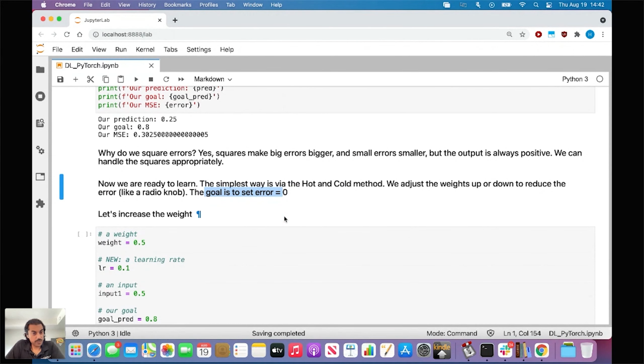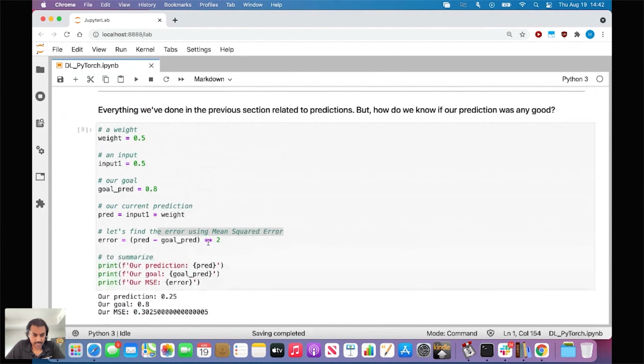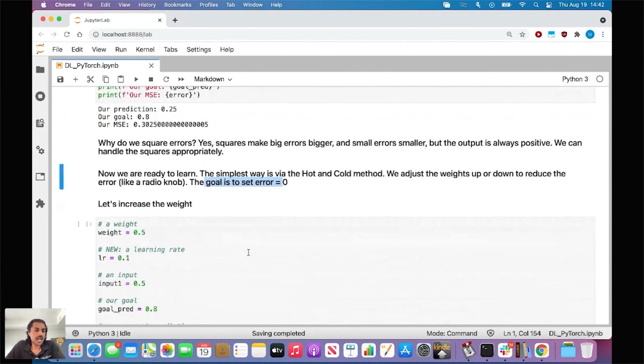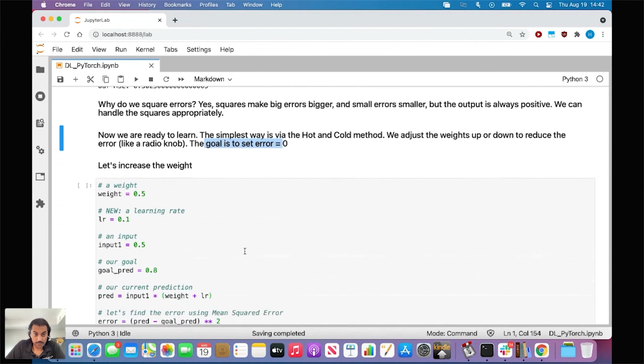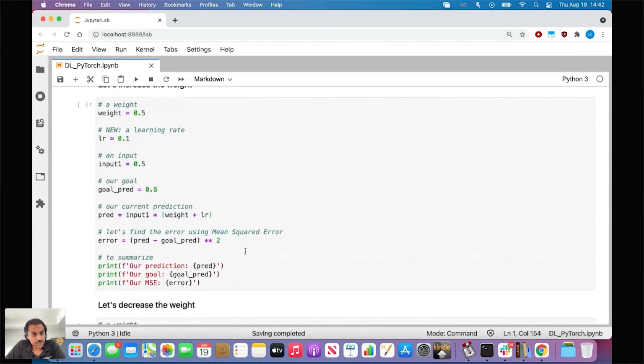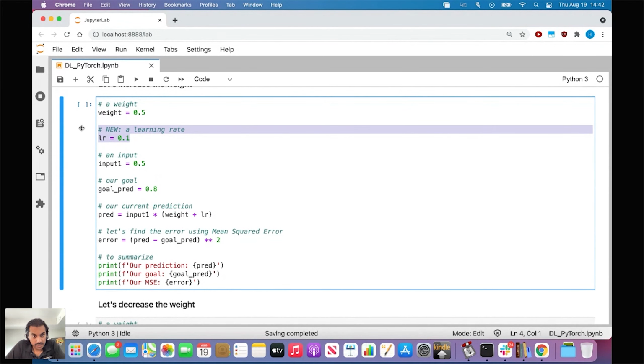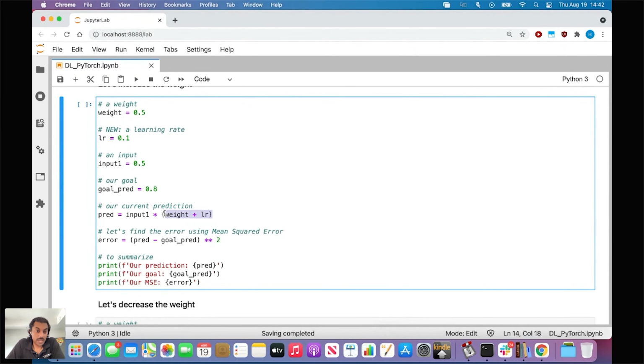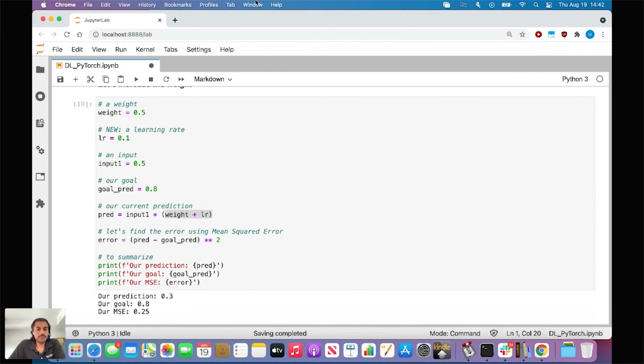So let's run the same exact example that we did up here, and let's see what happens when we increase the weight. What I want to point your attention to here is this line. I defined another variable, LR for learning rate, and I set it equal to 0.1. And here, I've added our learning rate to our weight. So I'll go ahead and run this, and let's see what we get here.